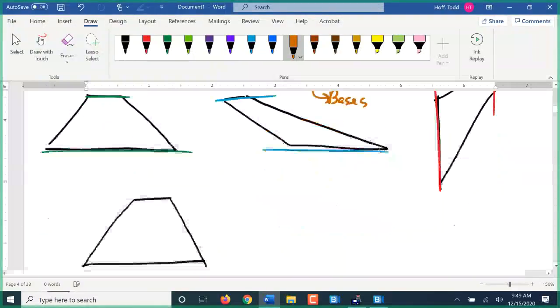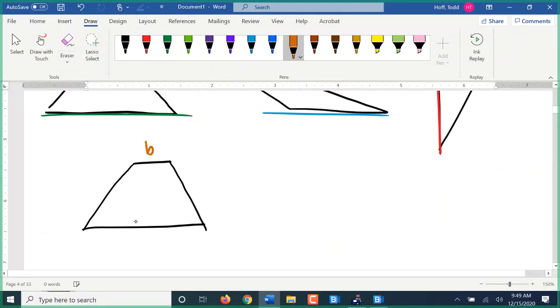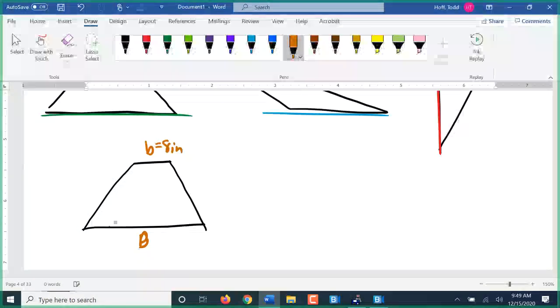One of them smaller than the other, so I'm going to label that with a little b, the other one with a big B. So in this trapezoid, we have those two bases, little b and big B. I'm going to put in some numbers here. Little b is going to be 8 inches. Big B here is going to be 28 inches.